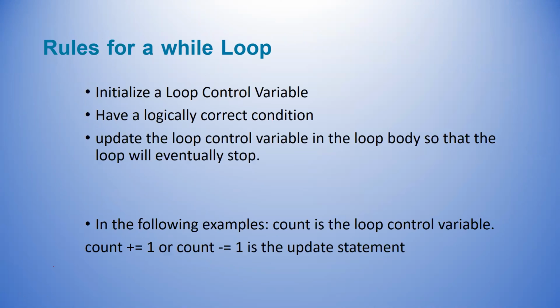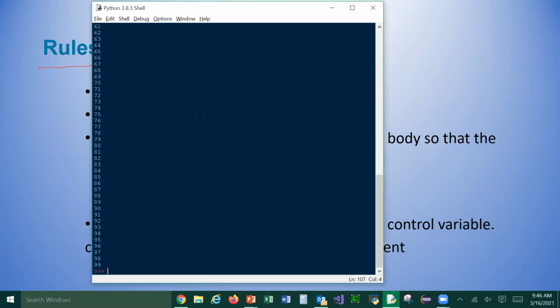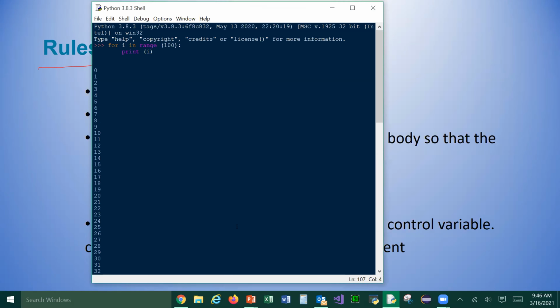Let's look at some examples. So, rules for a while loop. What are the rules? If you look at this for loop, you have a variable here, this i, and it will change. It will be initialized to 0, remember? The first time it's 0, and then it will change to 1, 2, 3, 4, etc.